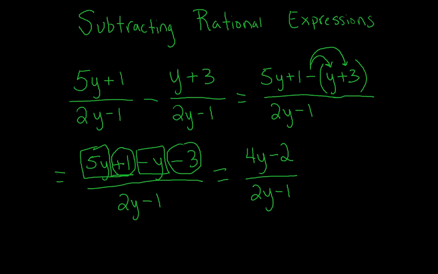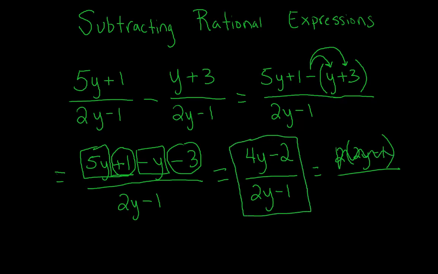From here, always ask yourself, can you simplify by factoring? So we look here, and yeah, we could factor out a 2 out of the numerator. That gives us 2 times 2y minus 1. And in the denominator, can we factor anything? Well, no, we really can't. So there really isn't any simplifying we can do, so we really didn't need to do this. This is our final simplified answer. And that is how you subtract rational expressions.